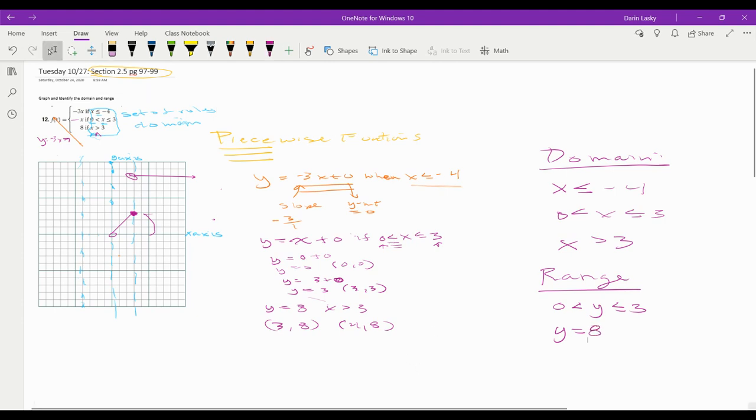And then if we look at this here, if we go right here, I need to know what that point is. Well, that point's at -4. So if I plug this in, I get y is equal to -3 times -4. Y is equal to 12. So let's go, and it's got to be above that. So y is going to be greater than or equal to 12.